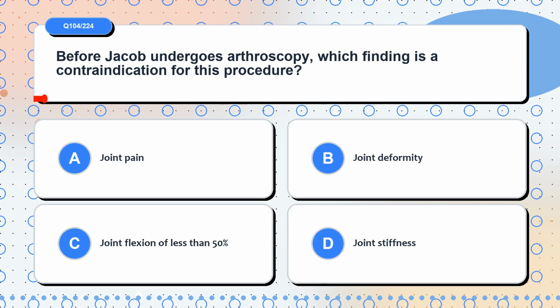Question 104. Before Jacob undergoes arthroscopy, which finding is a contraindication for this procedure? Here are the options. Option A, joint pain. Option B, joint deformity. Option C, joint flexion of less than 50%. Option D, joint stiffness.